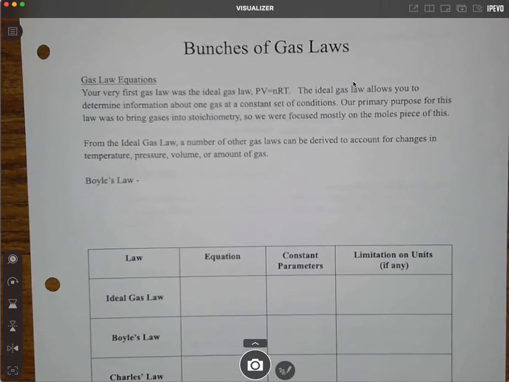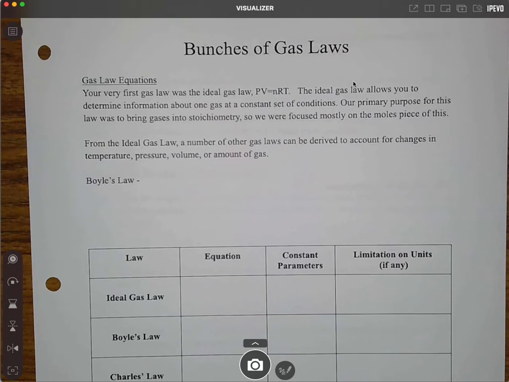So let's start with this bunches of gas laws. This is the follow-up to that lab that we were working on last time, the properties of gases. And if you've started working your way through the data analysis and the questions at all, you realize that you've run into a couple of different gas laws. Your very first gas law was the ideal gas law, or PV equals nRT.